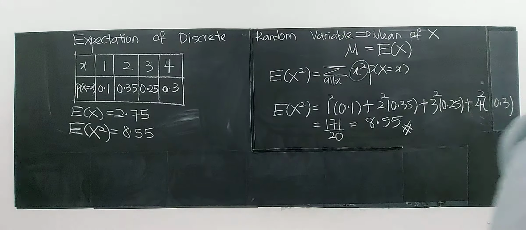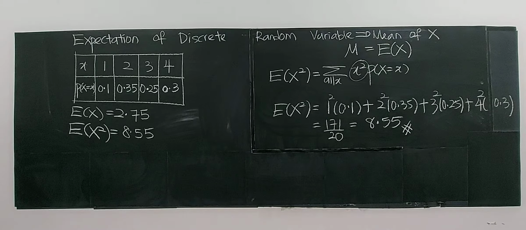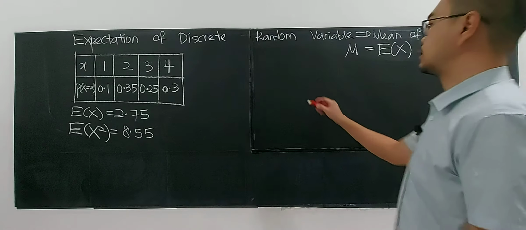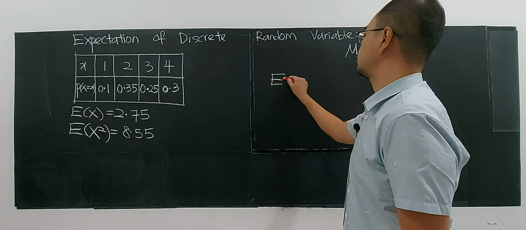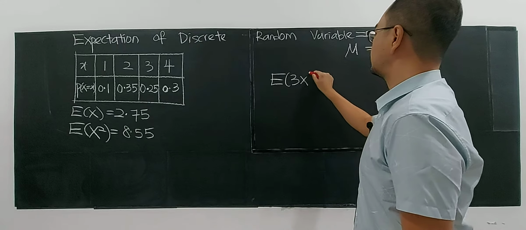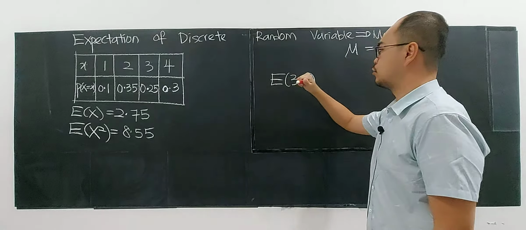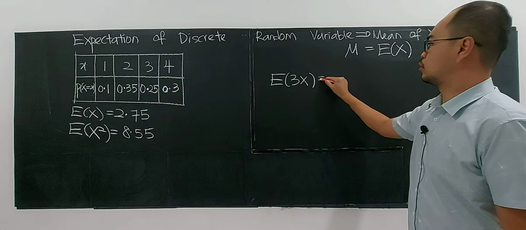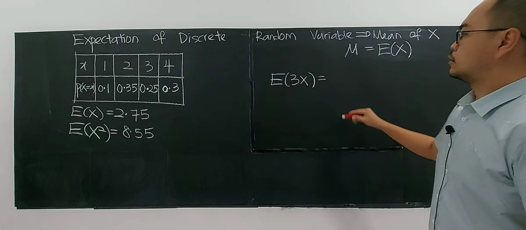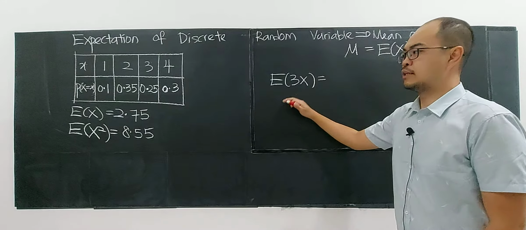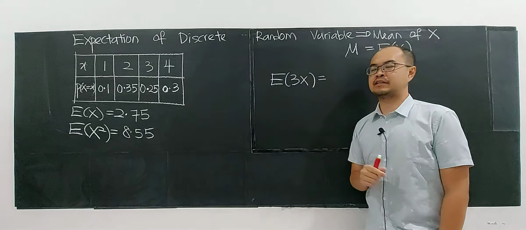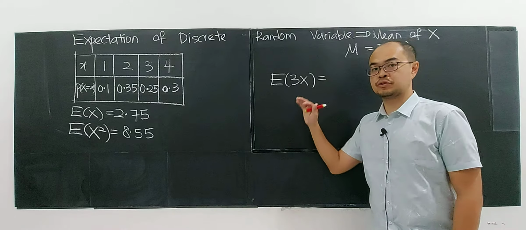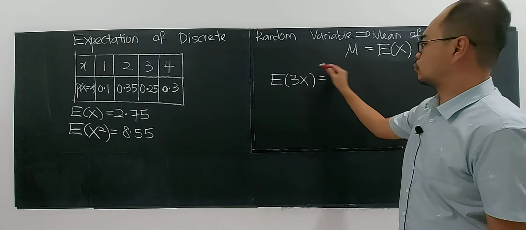Okay, I'm going to give you another example. What if the question asks us to find E3x, right? E3x, the expectation value of 3 times the discrete random variable. Later on, I will introduce you to another easy way of finding this. But now, theoretically, you should know this. Okay, E3x. So, what does this mean?